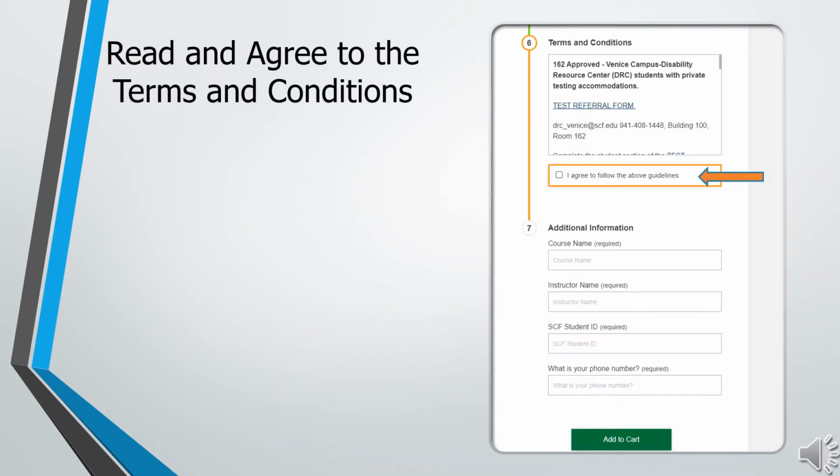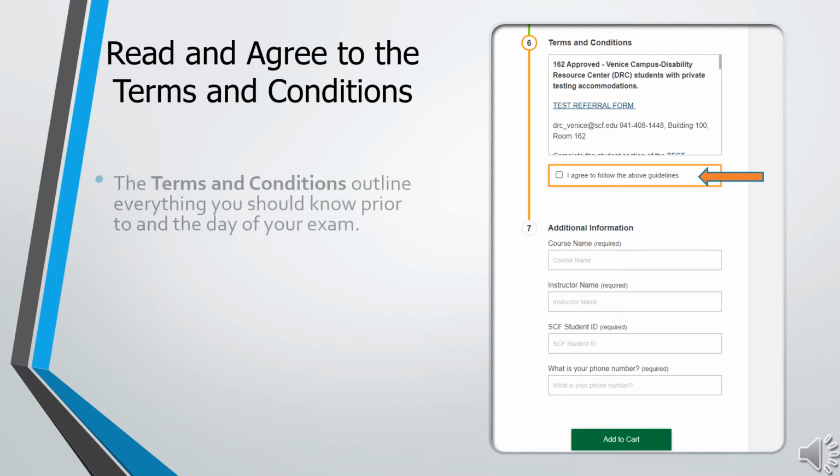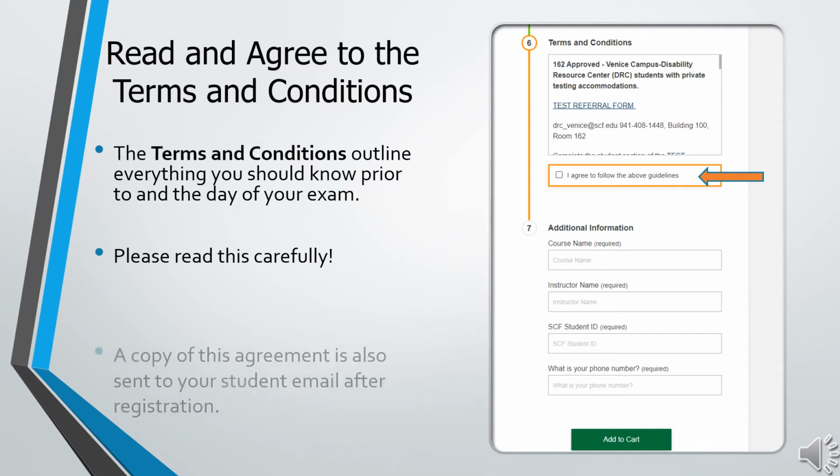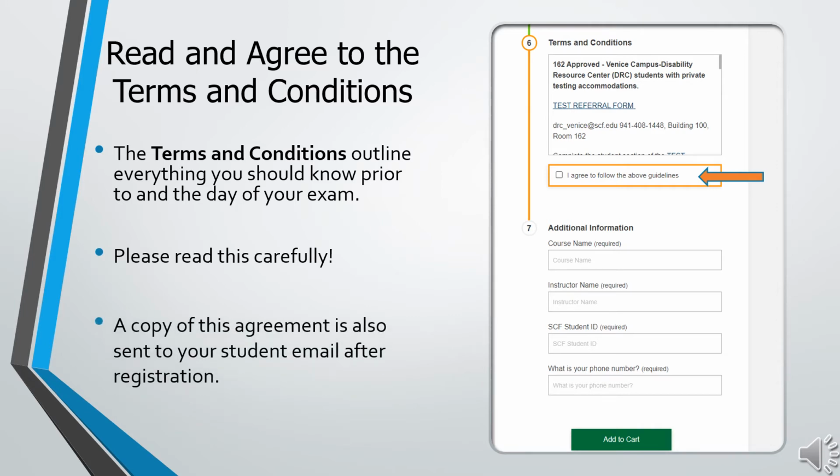Next, you must read and agree to the terms and conditions for using the testing rooms. These rules outline everything you should know prior to and the day of your exam. Please read this carefully as it has important information for how the testing process works. A copy of this agreement is also sent to your student email after registration.